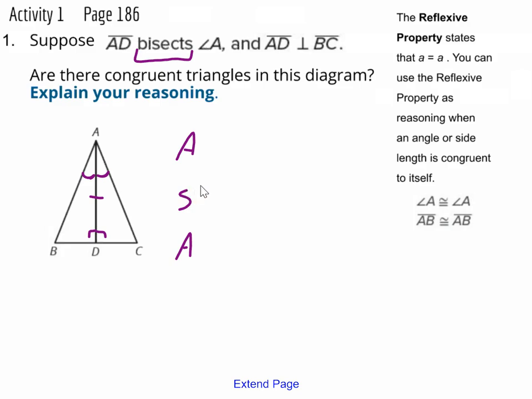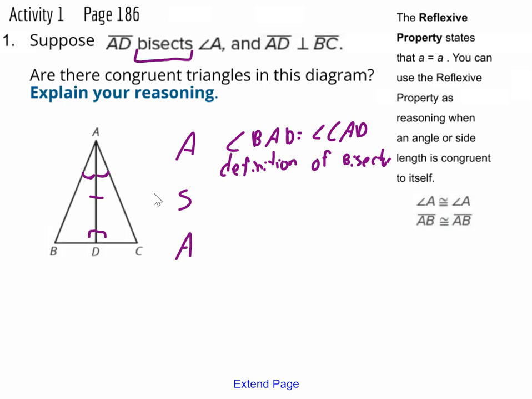And my justifications would be, for angle A, I could say that angle BAD equals angle CAD because of the definition of a bisector. For this side, AD, well, AD is the same as AD, that's the reflexive property. Oh, gotta list the reason. I would say AD is equal to AD because of reflexive.